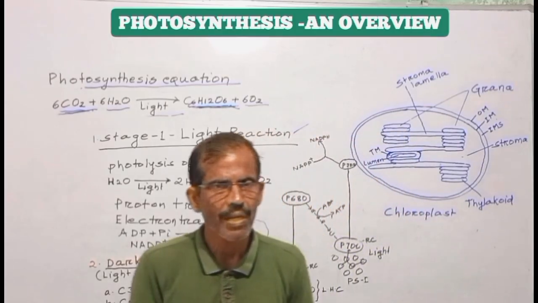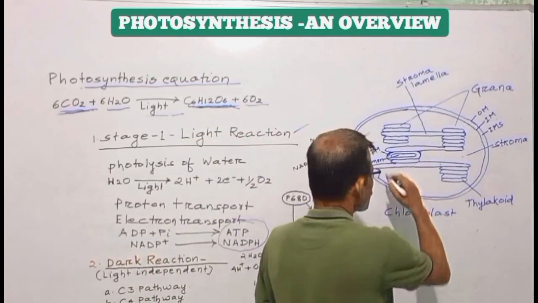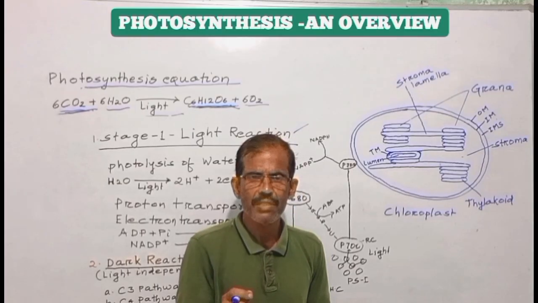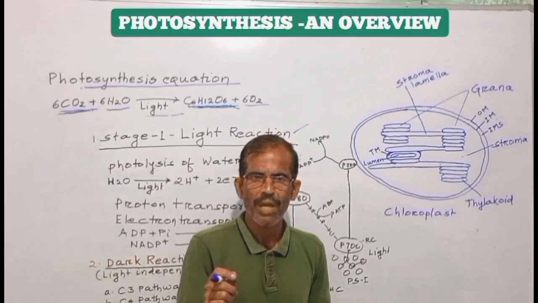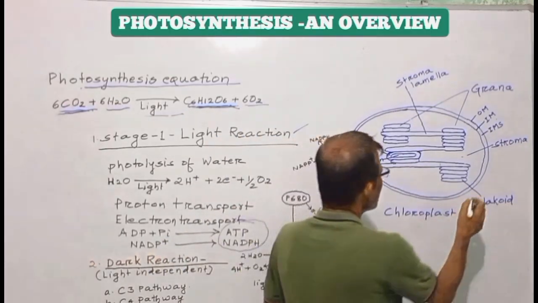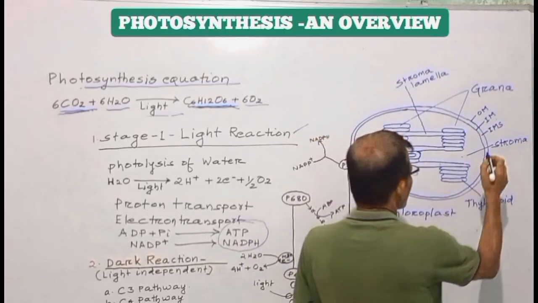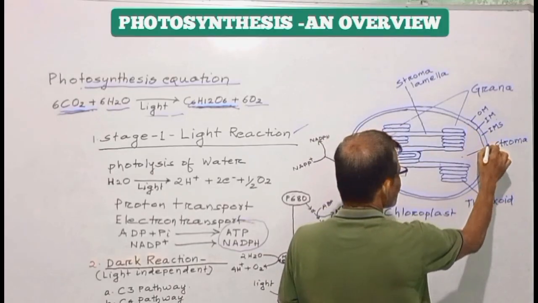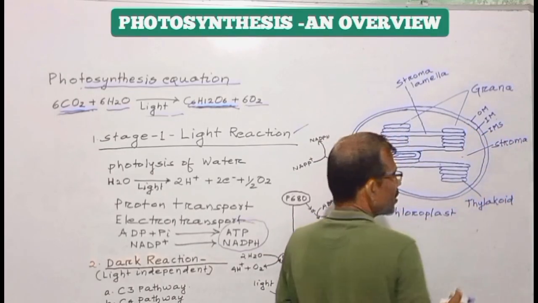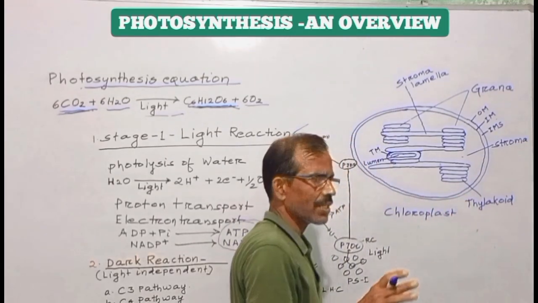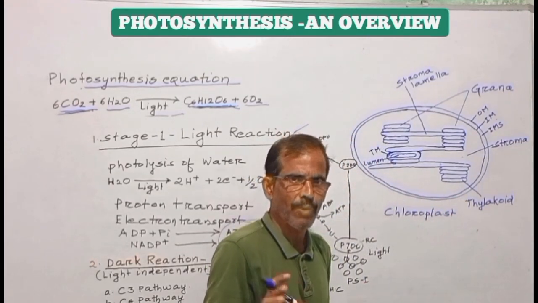Before going further, let us know about the structure of chloroplast. Chloroplasts are specialized double membrane bound organelles which are found in green plants and different types of algae. This organelle is bounded by two membranes, outer membrane and inner membrane. The space between these two membranes is known as intermembrane space. Outer and inner membrane together constitute the chloroplast envelope.